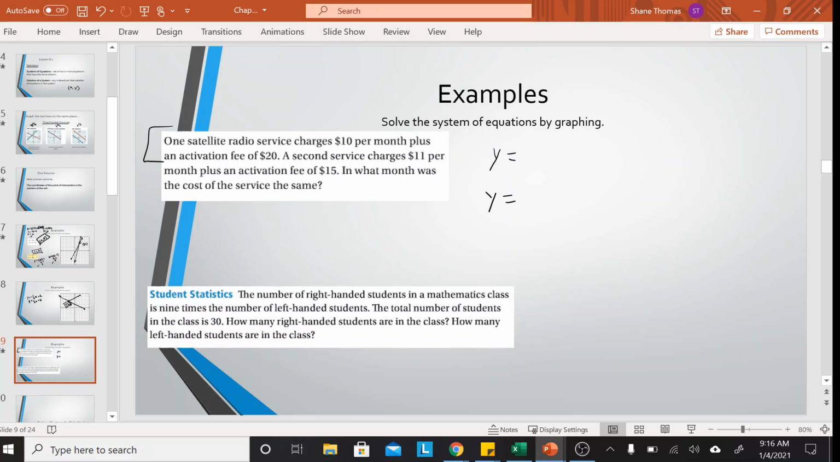Oh, I know. So look at the first one, $10 per month plus an activation fee of 20. 10 and 20, which one's my slope? 10. Okay, that's my slope, 10x. $10 per month. And then is there anything additional? Plus 20, perfect.